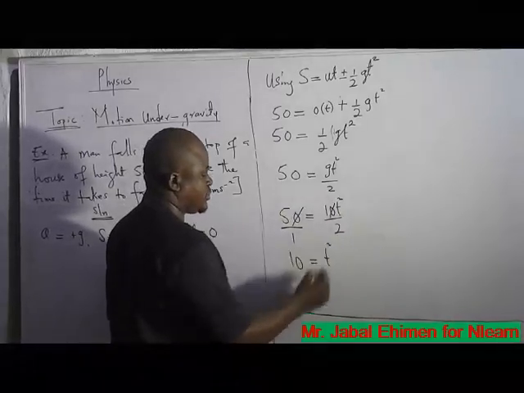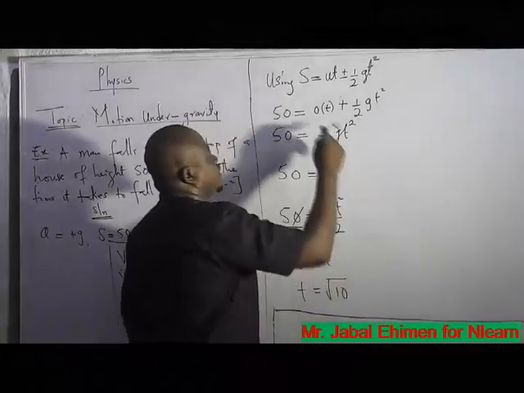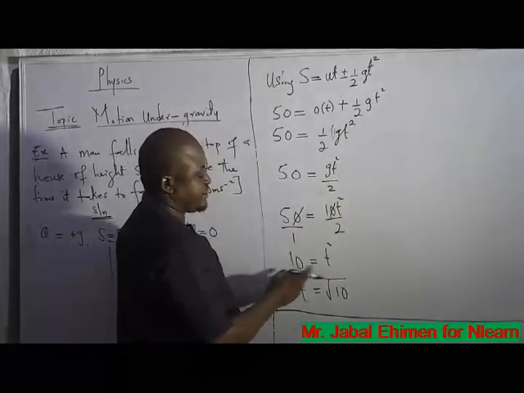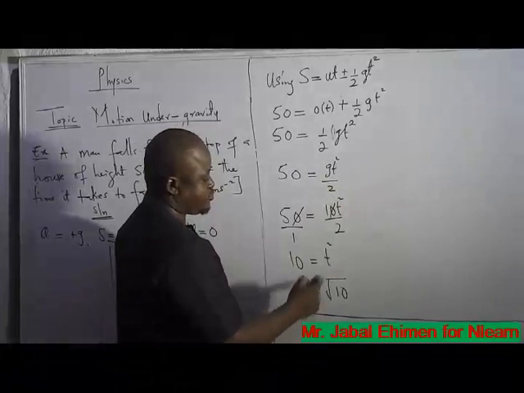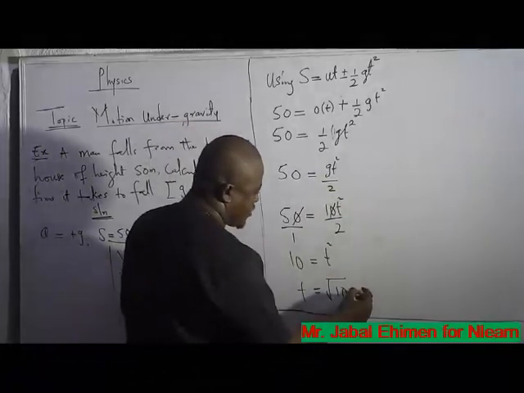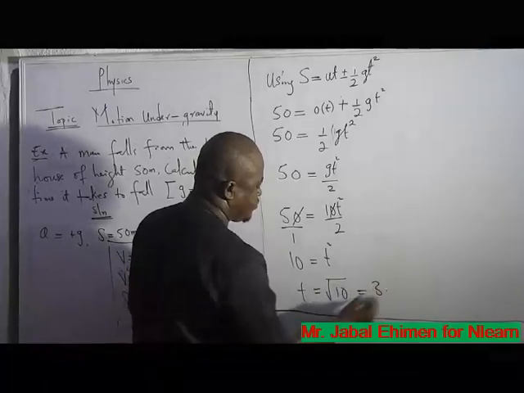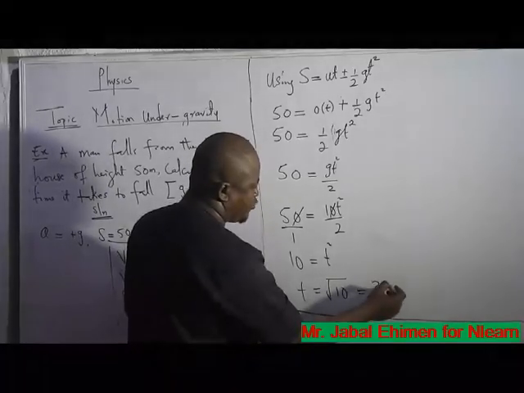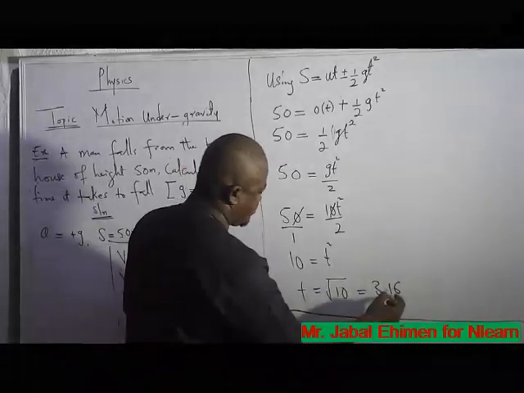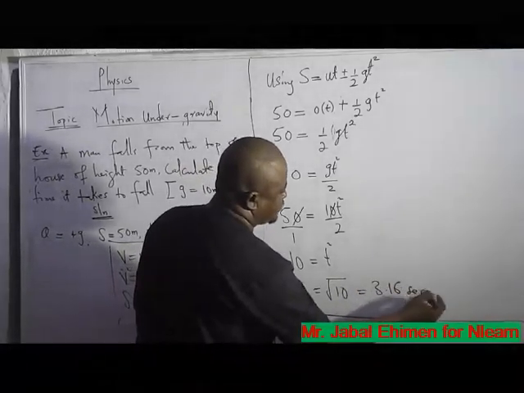So that your value is 10 equals t squared, then t is the square root of 10. And what's the square root of 10? Good. Square root of 10 is 3.16, all in seconds.